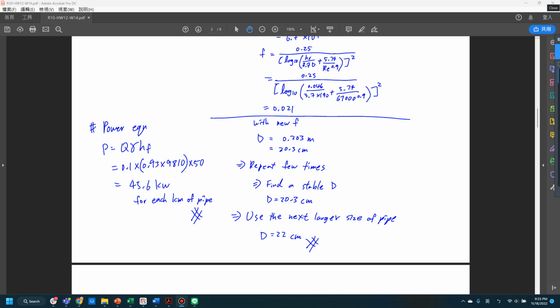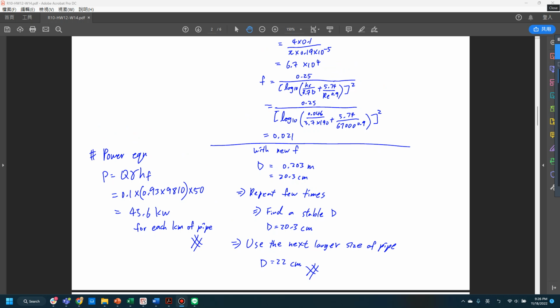Okay, so generally we'll apply this iteration process. Usually 3 or 4 iterations, you should get a converged number for this factor F. Right, so after you get this diameter, we can start to calculate the power using this power equation shown on the left hand side.